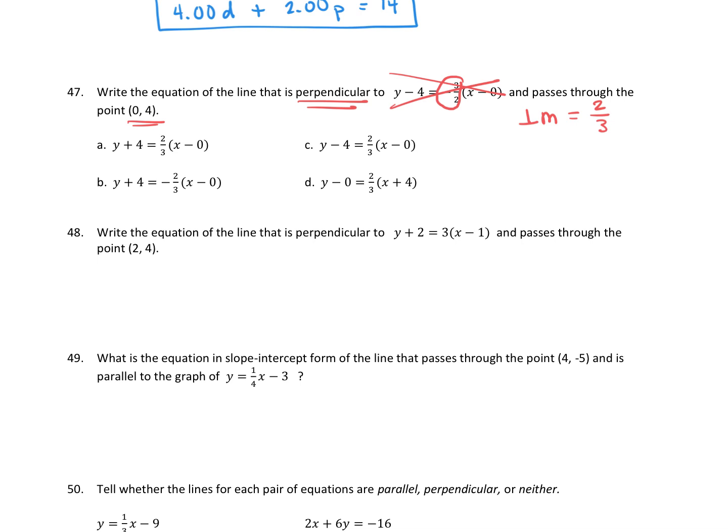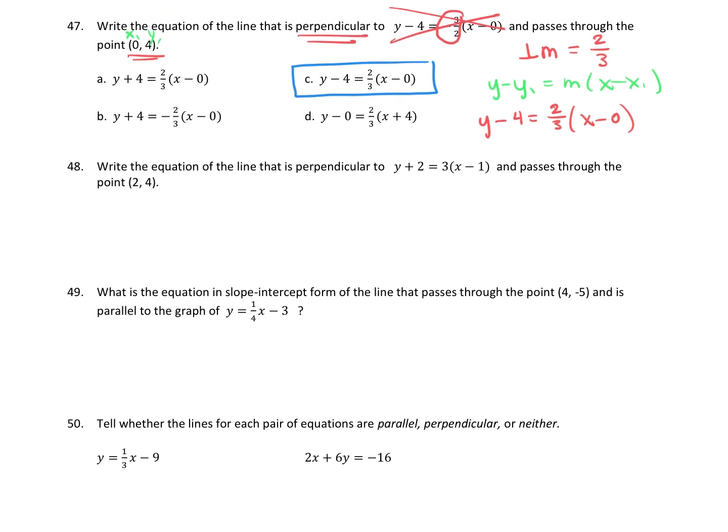As I glance at all of these answer options, I can see those are in point slope form. Just a reminder, point slope form is y minus y1 equals m times x minus x1. They're giving us an x1 and y1 with that ordered pair. So we're going to say y minus our y1, which is 4, equals our perpendicular slope, 2 thirds, times x minus x1, which is 0. Do we have an equation that looks like the one we just wrote? y minus 4 equals 2 thirds times x minus 0. That is going to be option C.